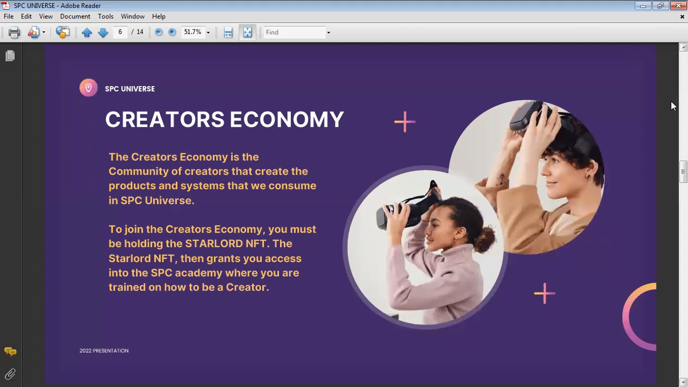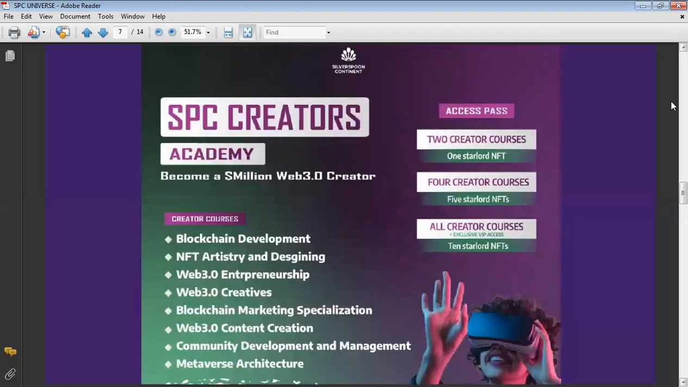So to join the creator's economy, you must be holding the Starlord NFT. The Starlord NFT grants you access into the SPC Academy, where you are trained on how to be a creator, so that you know how to create around Web 3.0. And when we say creator, don't look at it as, oh, creator. No, take a look at the courses that we have for creators. This is the SPC Creators Academy.